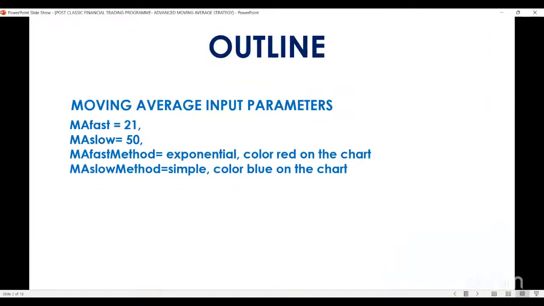Next slide. So the outline is simple. We're going to be using two moving averages because it's advanced. I call one of them fast and I call the other one slow. The fast method is going to be exponential and we'll color it red on our chart. The slow method is going to be simple, and of course we'll color it blue or black or whatever. So basically you're going to have two moving averages on your chart eventually, one black and one red. Now the black is going to be 50, and the red is going to be 21.